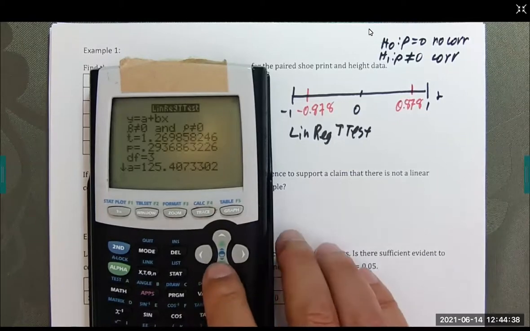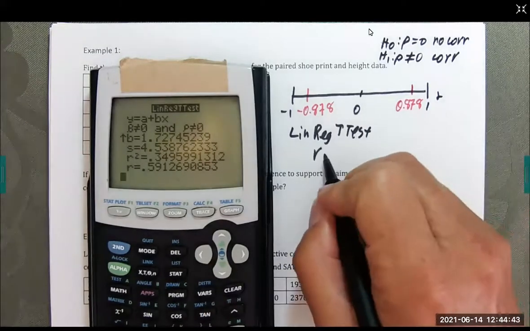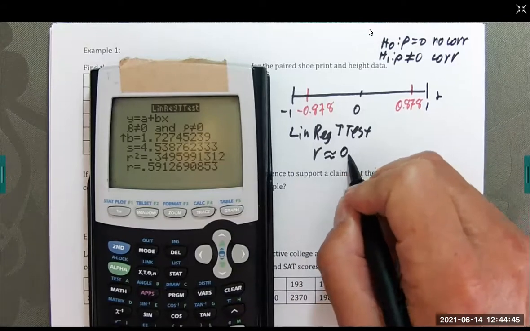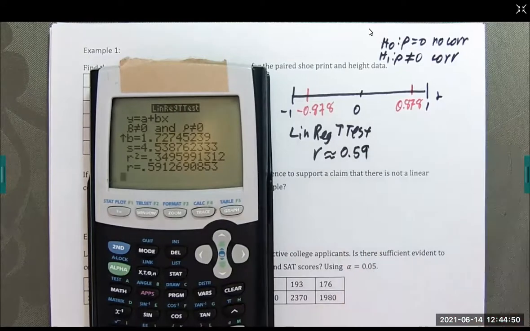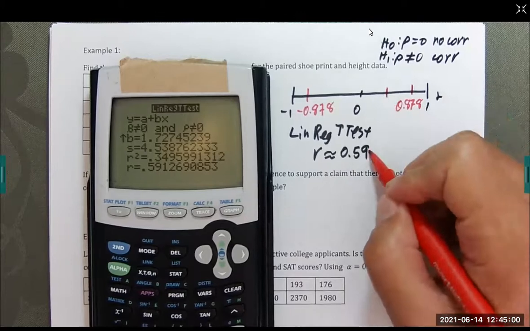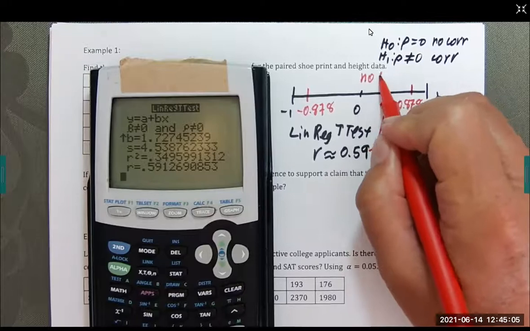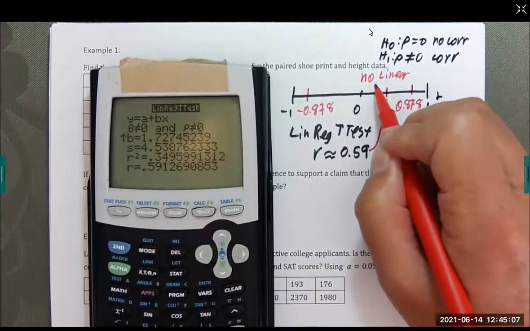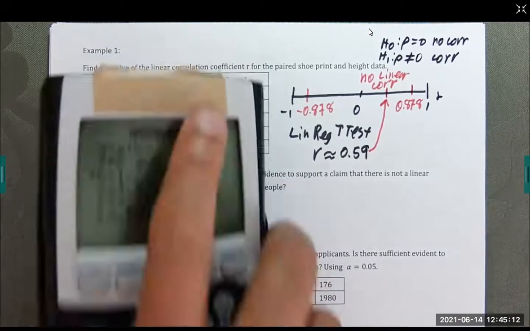We scroll down to find R, which is what they're asking us to find. R in this case is 0.59. We'll just stop there, 0.59. And you can see we are in the non-correlation zone. So we are about right here. So no linear correlation between shoe size and height.